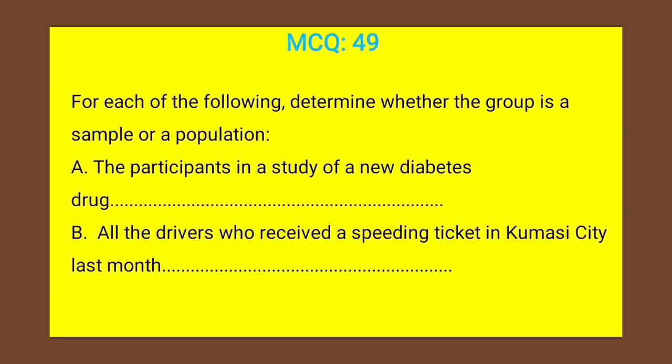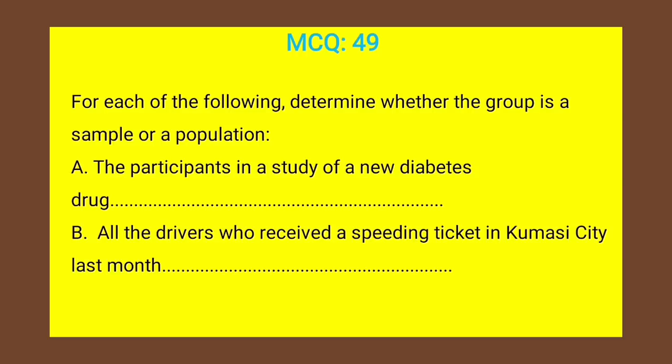Then question 49: for each of the following, determine whether a group is a sample or a population. These are the statements they are giving us. Here, a participant in a study of a new diabetes drug. The word is participant, meaning part of what? A group that is participating in the new study for diabetes.